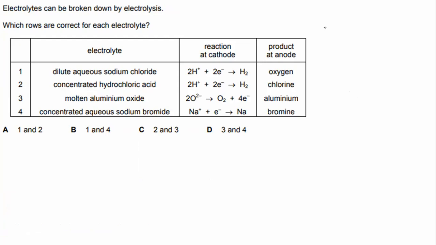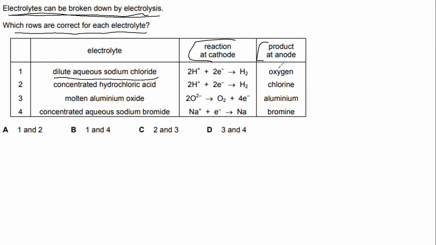Electrolytes can be broken down by electrolysis. Which rows are correct for each electrolyte? So let's see. Here we have dilute sodium chloride, the reaction at cathode and the product at anode.